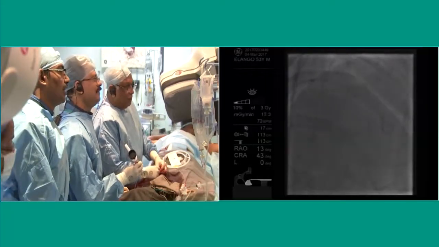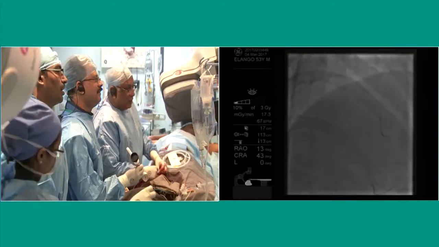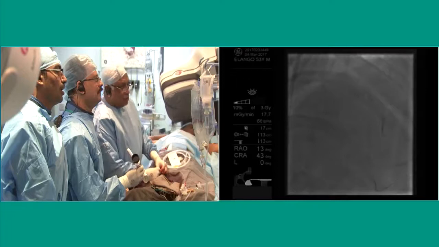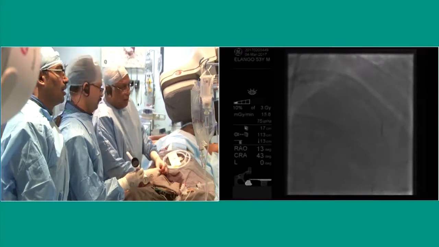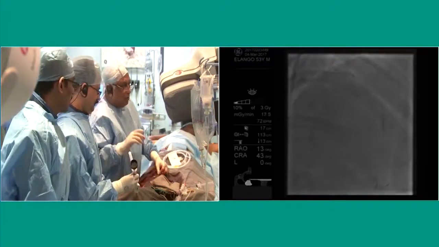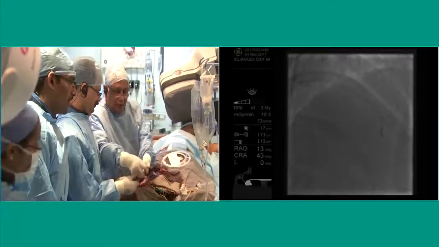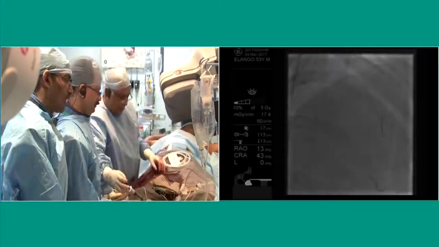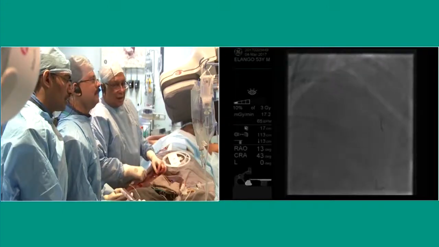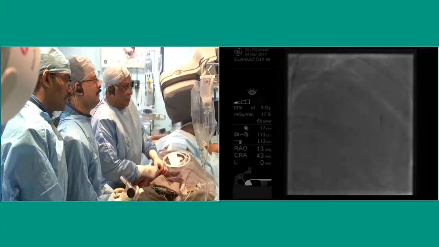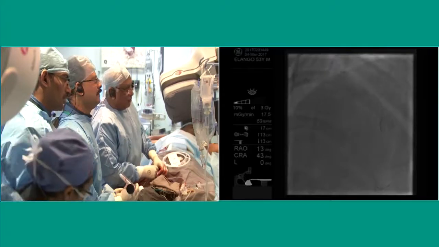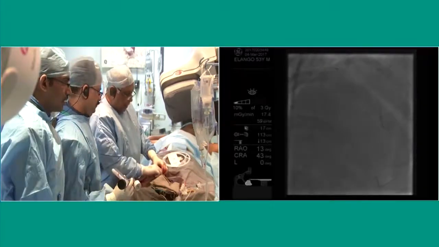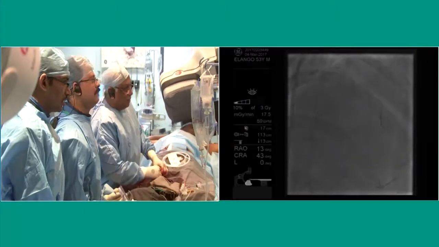See, when the stent is hitting the other stent, it is not going in. Why is it happening? It is happening only because I didn't listen to you. The proximal part is under-dilated. What can we do? I'll pull the stent back and take the other balloon. Let me see if that will help.